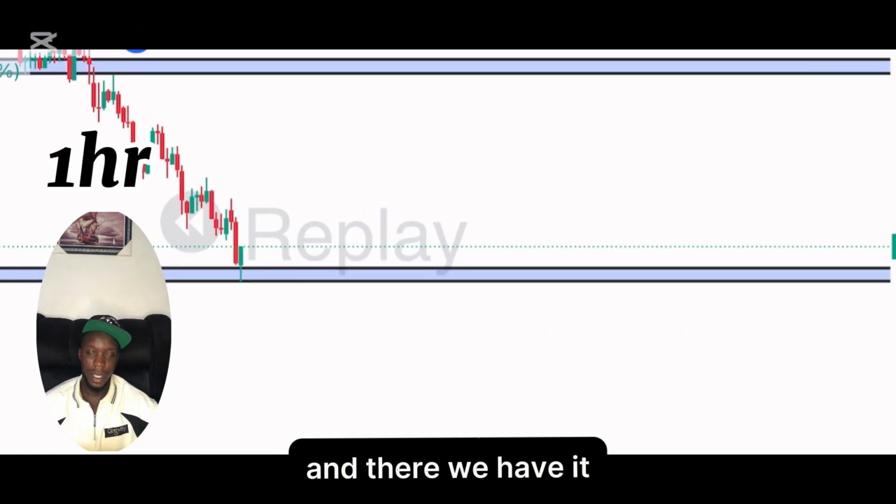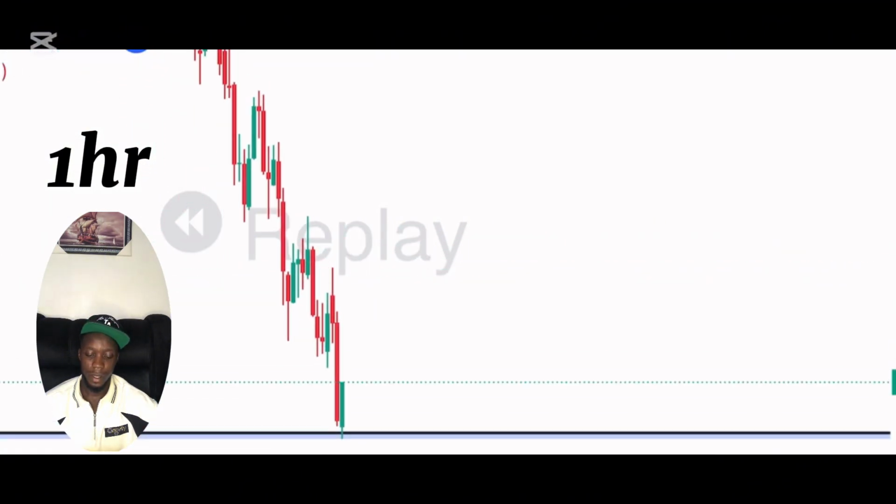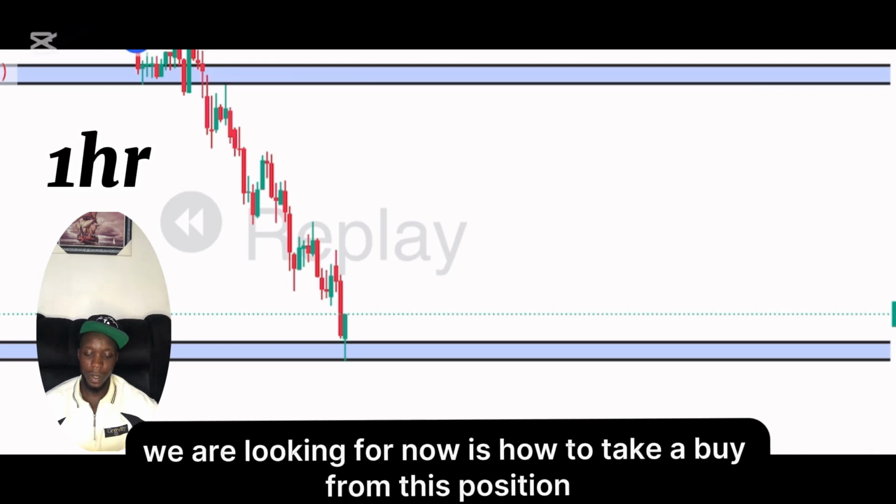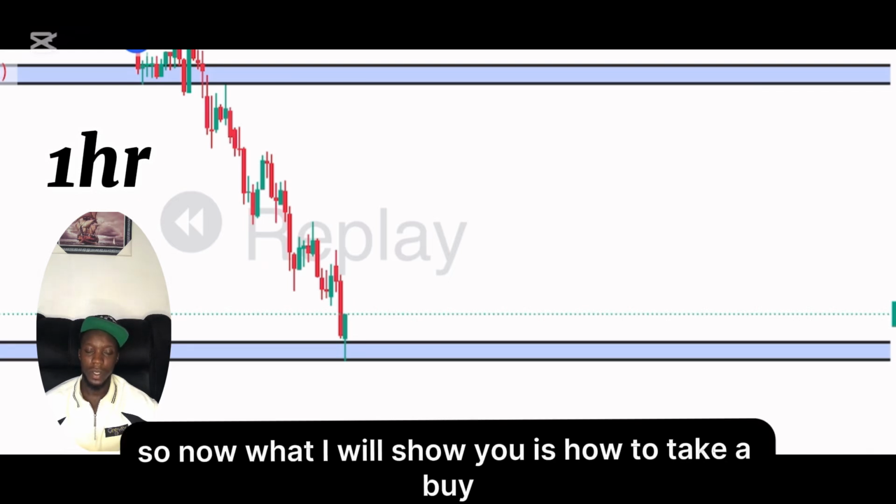And there we have it. The price has touched the resistance level. So what we are looking for now is how to take a buy from this position. Now what I will show you is how to take a buy.